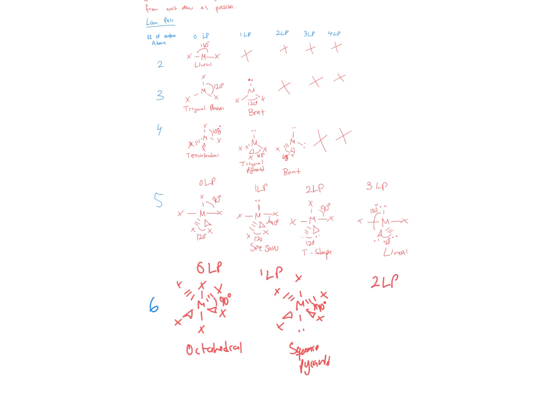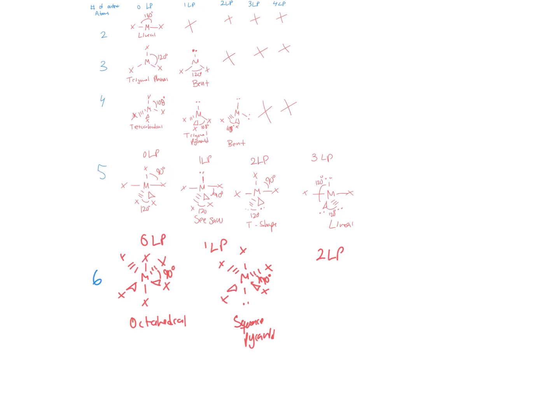For 2 lone pairs, we put them at the opposite ends, because that's as far away from each other as possible. And then the X's occupy the kind of ring in the middle. We call this square planar because it's a square and it's all in one plane.